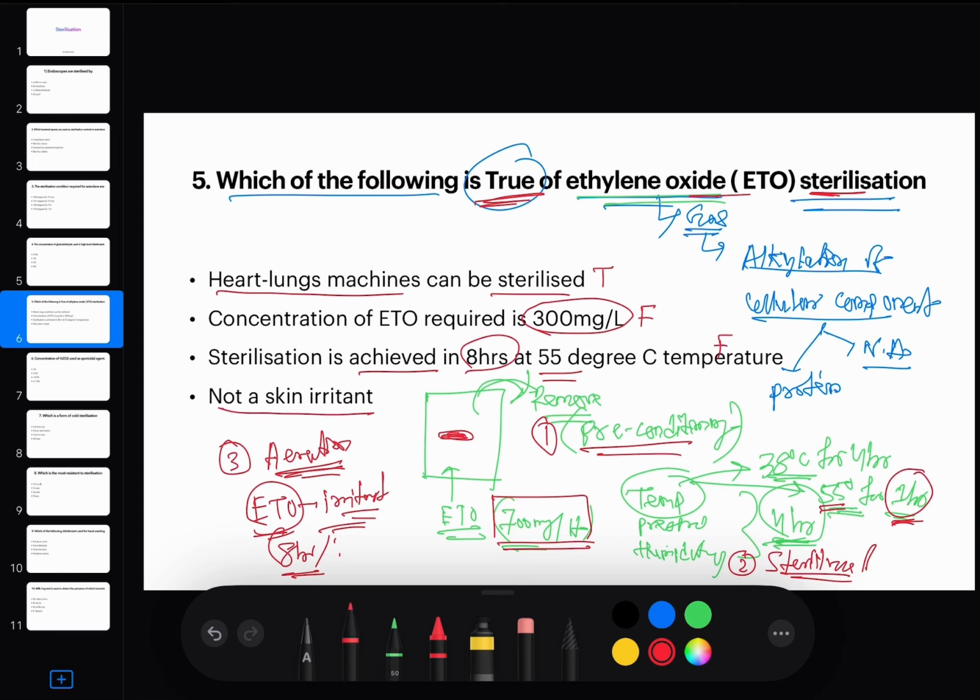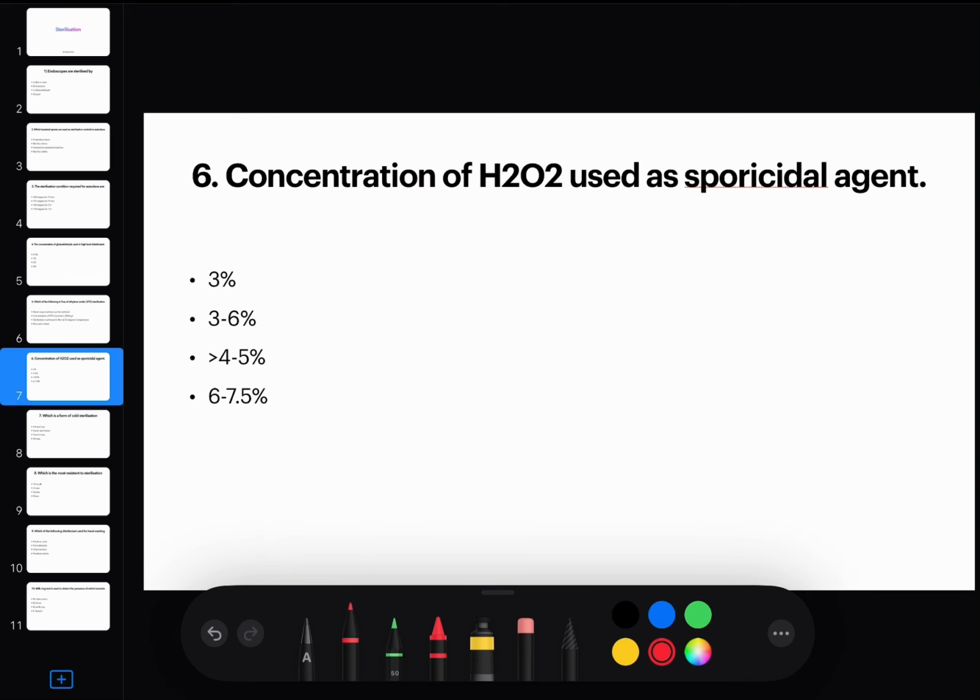Not a skin irritant. It is false. It is a skin irritant. That's why the third phase, that is aeration, is done for ETO sterilization. Here the answer is the first one. Which of the following is true about ETO? That is, the heart lung machine can be sterilized. Then come to the next question, question number 6.